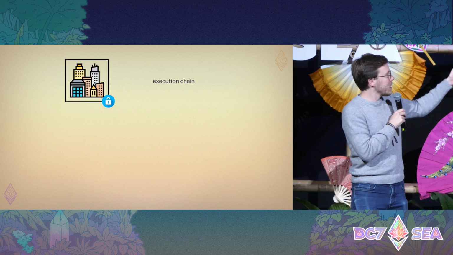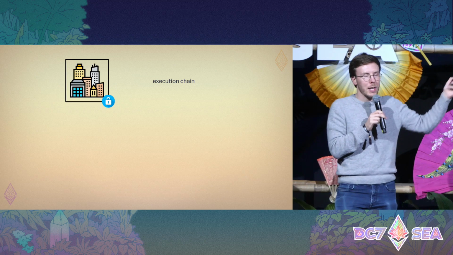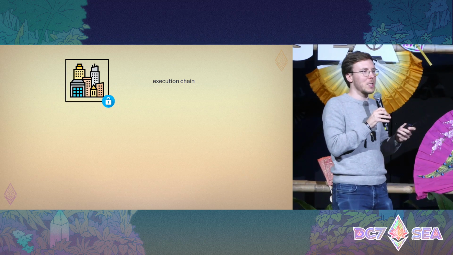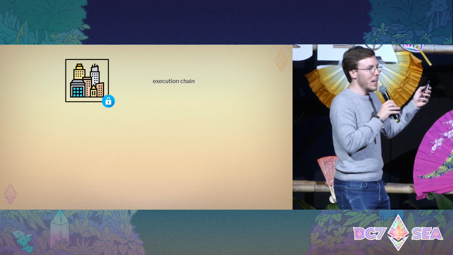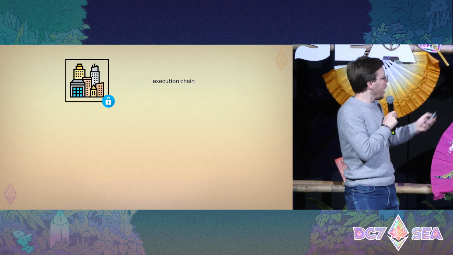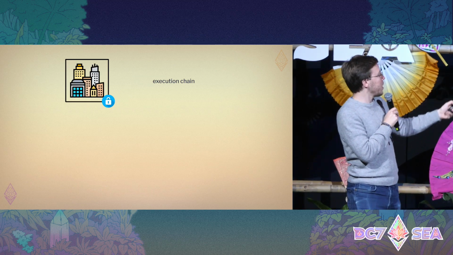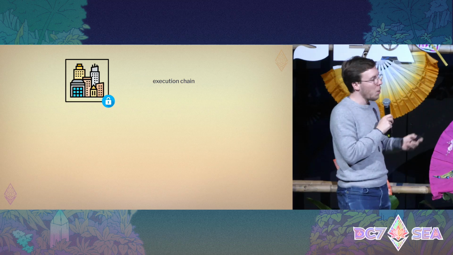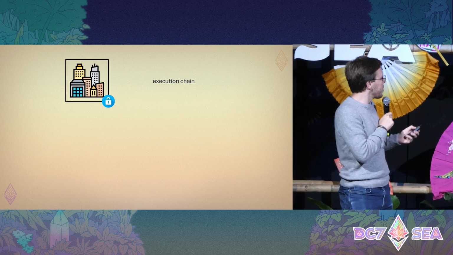I call this just the execution chain. It's just a symbol representing chains where actual activity happens, right? Chains that actually offer execution, where you can build apps on top. And the most basic version of a chain is just a self-contained chain. It's like an L1 with just normal dApps on top.